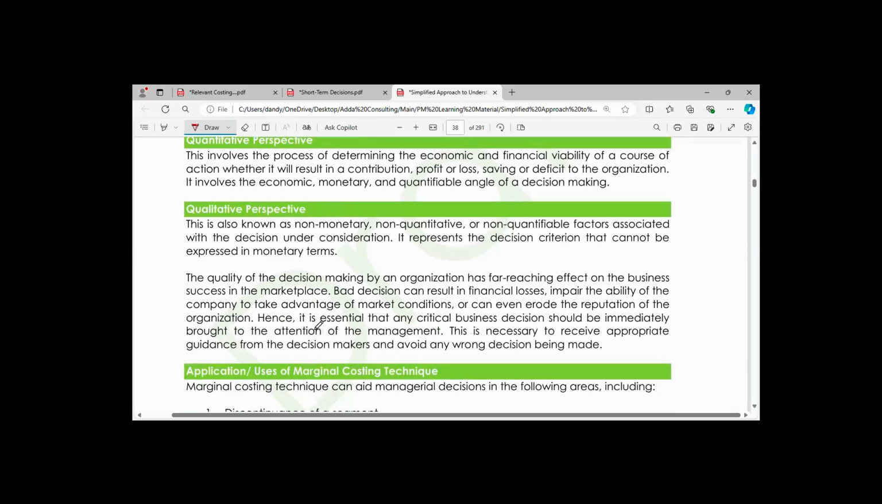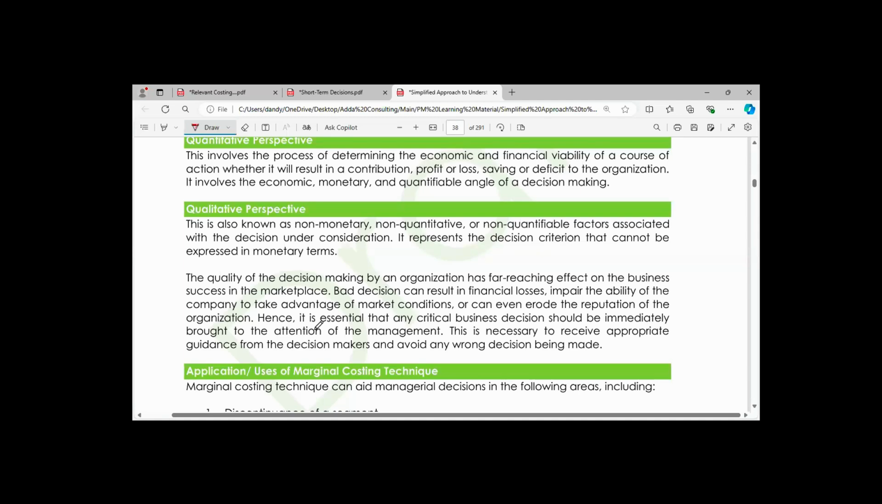Now, whenever there is a decision to be made, you have to inform the top level management. As a management accountant, you have to bring the decision that is to be made, or what the issues are, to the management, because it is essential that any critical business decision should be immediately brought to the attention of the management. It is necessary to receive guidance from the management.